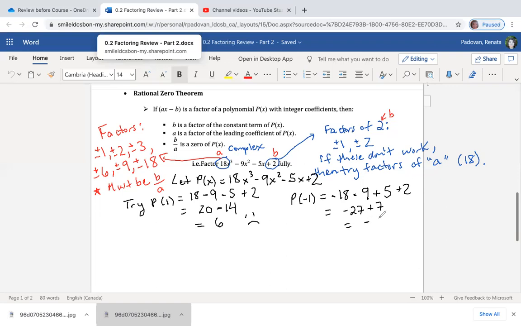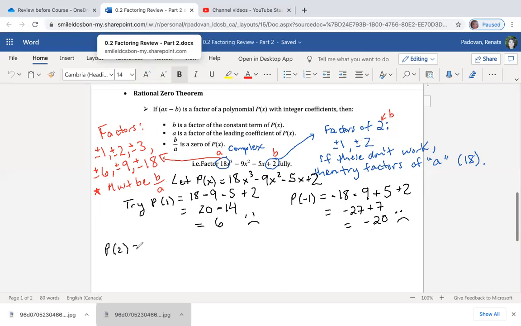Though you don't have to. I want to see your final answer here as -20. And then you can say, therefore not a factor, or just a little sad face there saying, I didn't get 0, which is what I wanted to get, right? So let's keep going. Try p at 2.